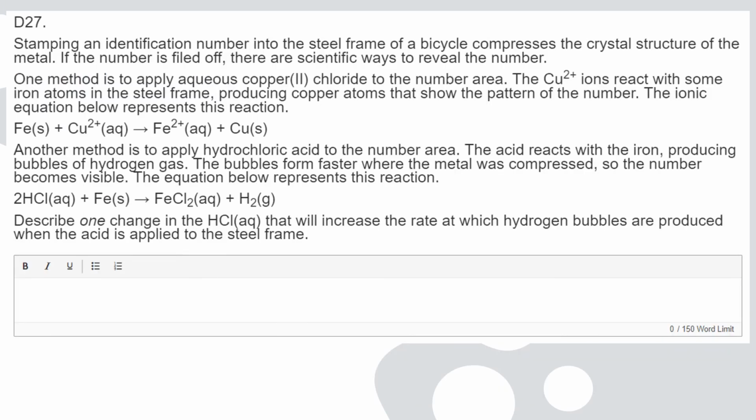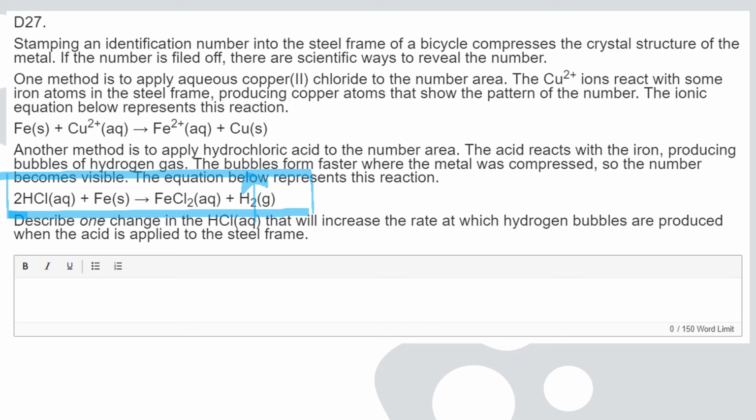All right, again, skip to the question. Describe one change in the HCl aqueous that will increase the rate at which hydrogen bubbles are produced when the acid is applied to a steel frame. So I'm looking at this equation right here, okay, because that's the only one that has HCl in it, right? I want to increase the rate of H2 bubbles, okay? So how could I do that based on HCl?